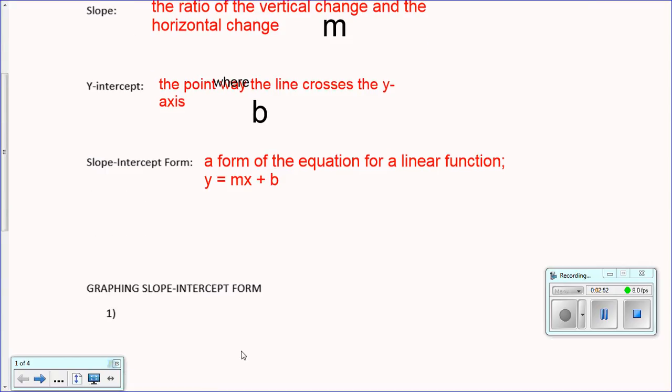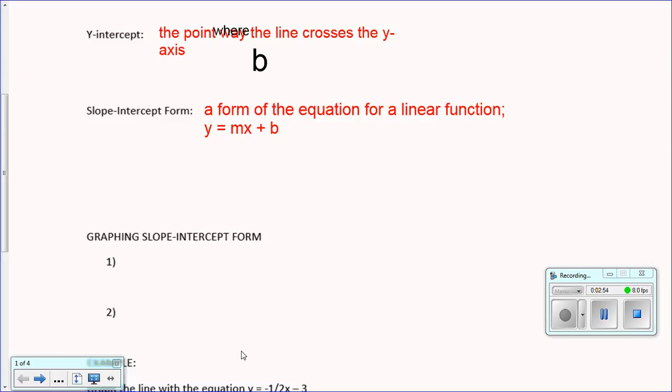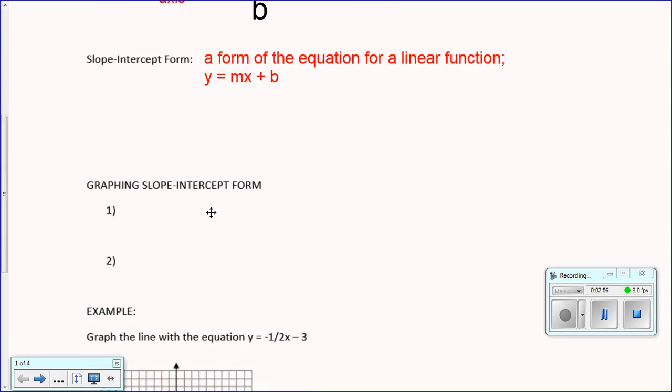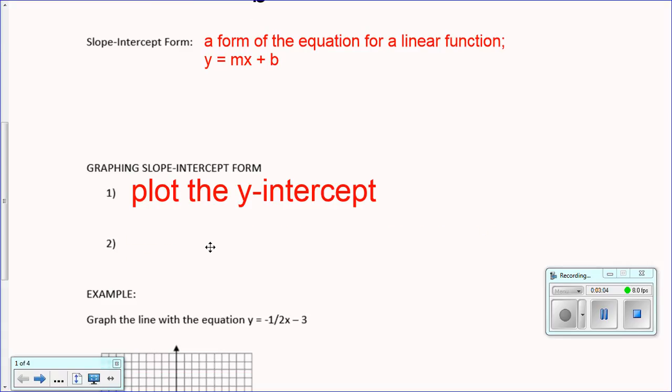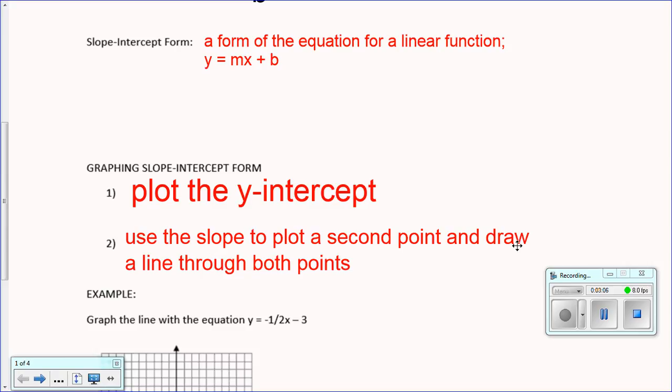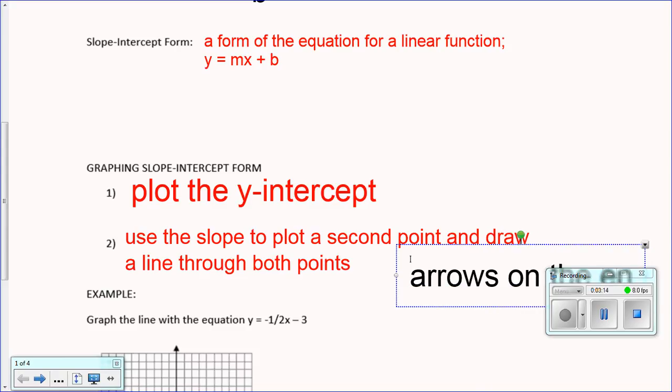Moving on. So today we're going to be talking about graphing slope-intercept form. First thing you do is plot the y-intercept, meaning you're putting a point on the y-axis based on the equation that you get. And then you use the slope to plot a second point and draw a line through the 2 points. Make sure there are arrows on the end of your line.